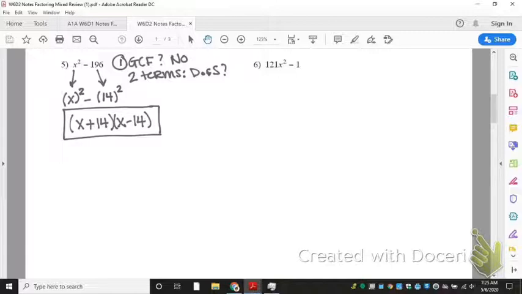That's why there's only 2 terms in this expression. You have your first product and your last product, and your O and your I from your inner and outer products cancel out. They add up to nothing.